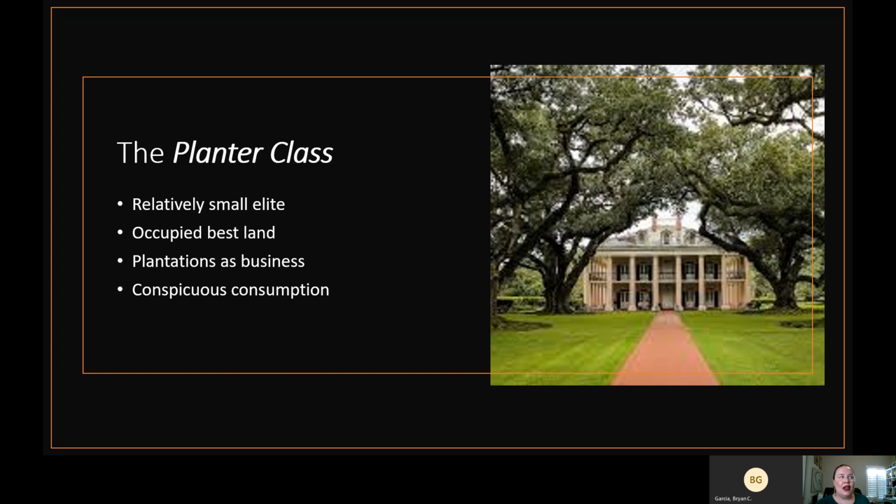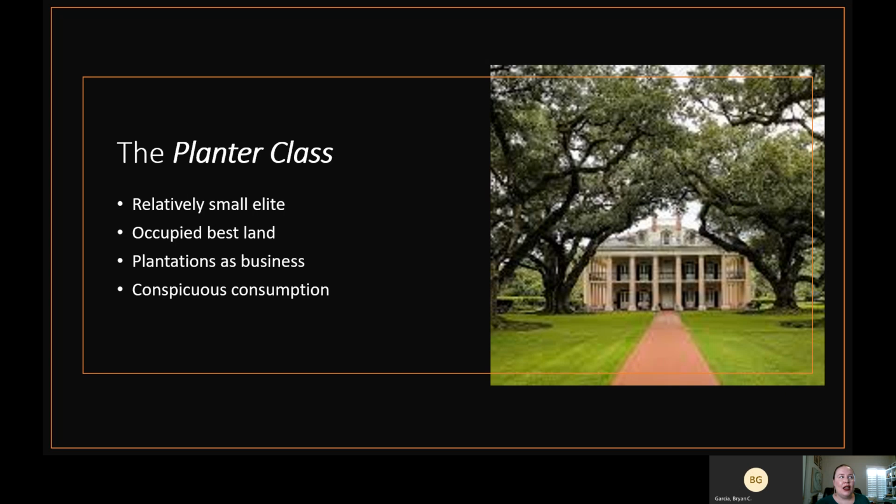So the planter class is successful in part because they occupied the best land. A lot of the planters in the Deep South by the time of the Civil War had either come over themselves or were the descendants of those who had come over from the coastal South, and were among the first to get there and pick the prime land. Because they have good quality land, they're reaping the benefits agriculturally, getting bigger and better crops.